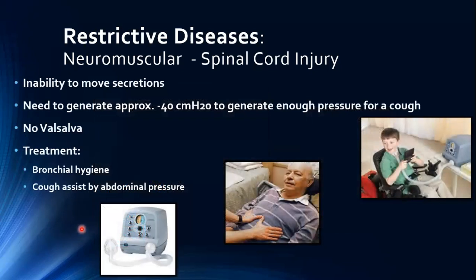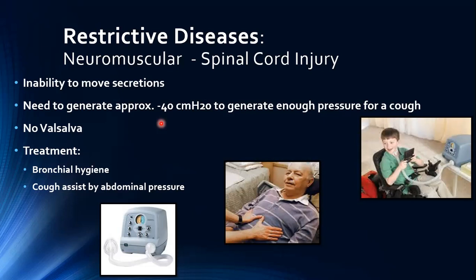Now, this is kind of like how we deal with them. You have the inability to move secretions, no Valsalva, that's kind of like a gag reflex. Your gag reflex is kind of like your Valsalva maneuver, right? So if you stick your finger down your throat, you have a gag reflex. Well, a lot of people who have spinal cord injuries do not have a Valsalva. They don't have a gag reflex. And the gag reflex is there to protect your airway, right?